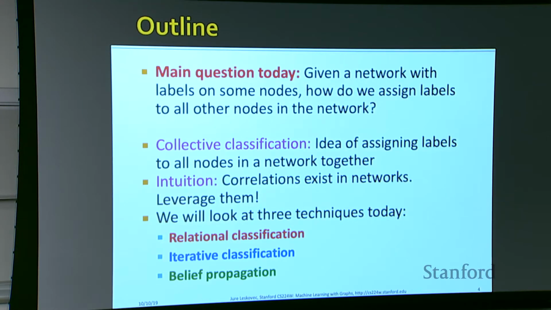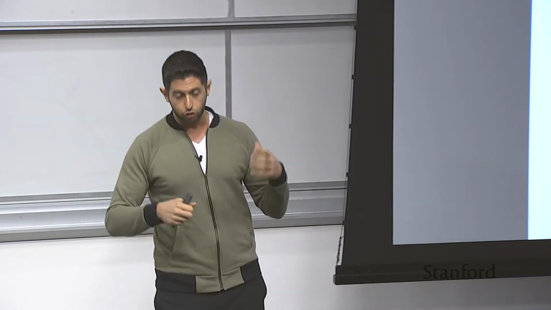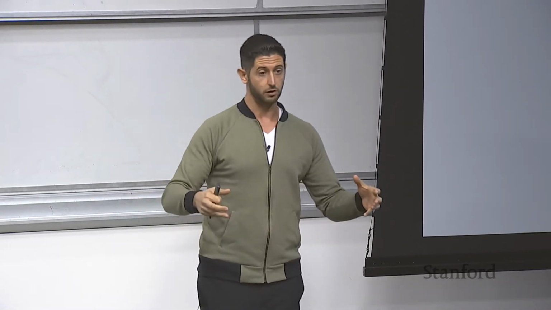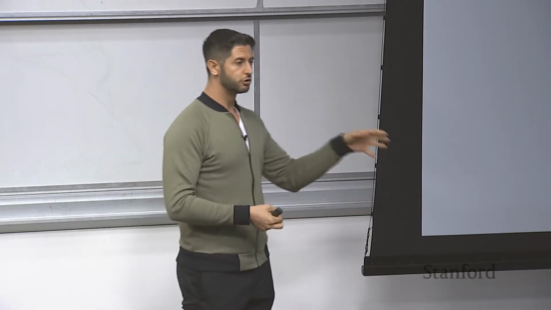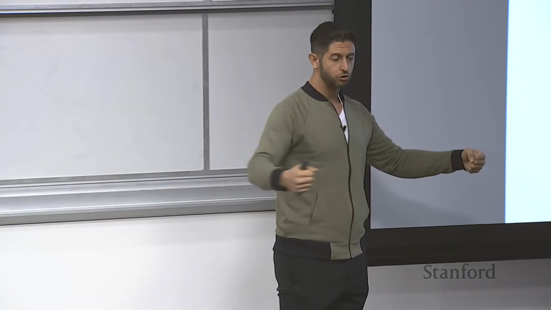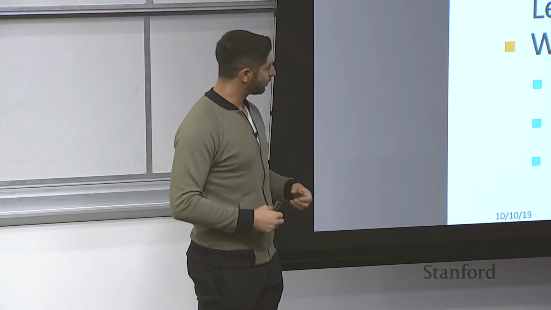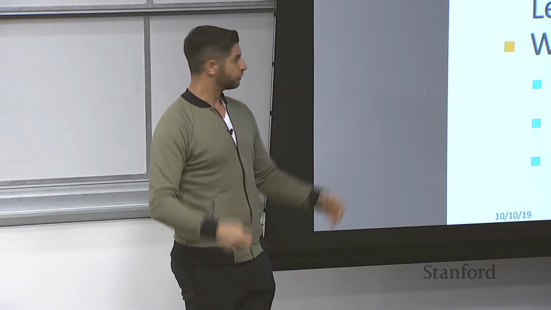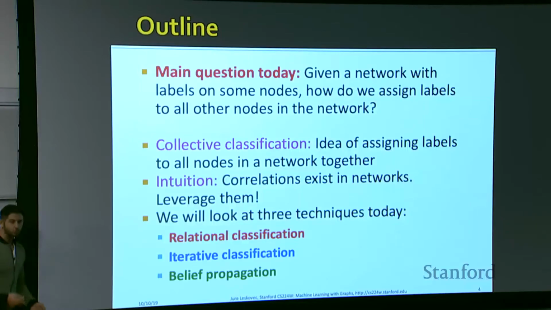So what we're going to be talking about is this class of techniques, and the umbrella term that we use is usually collective classification. The idea is that we're going to be assigning labels to all nodes in the network together. We're going to be using the little information we have from the labeled nodes, and then we spread it around all the network, and we try to come up with a stable label assignment for each node.